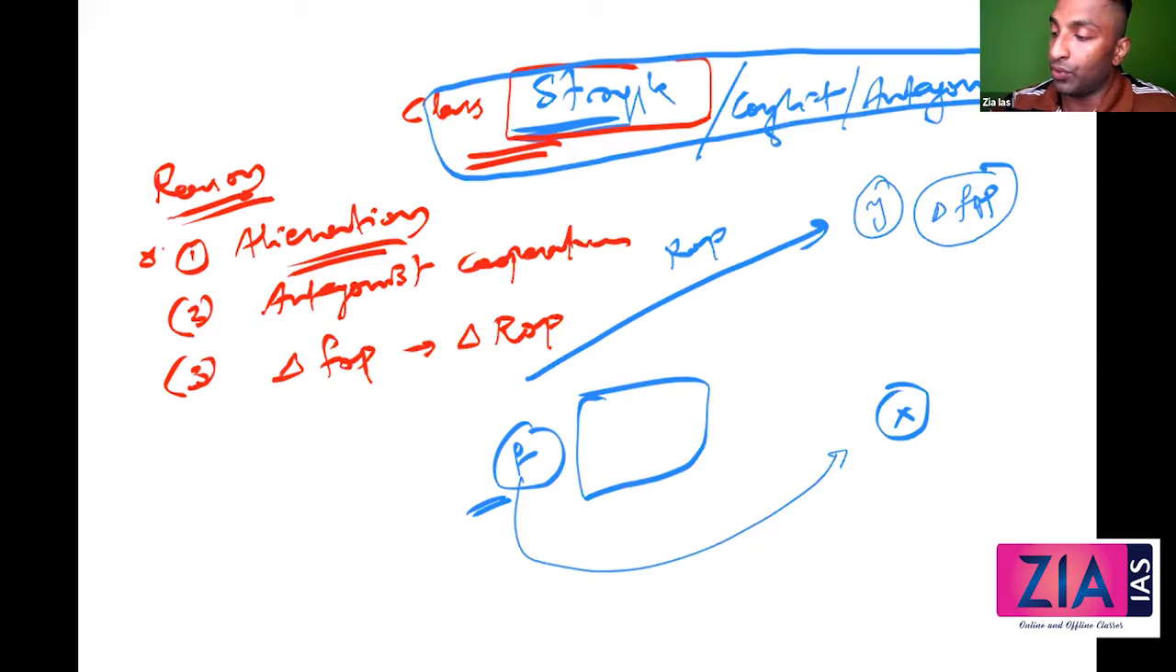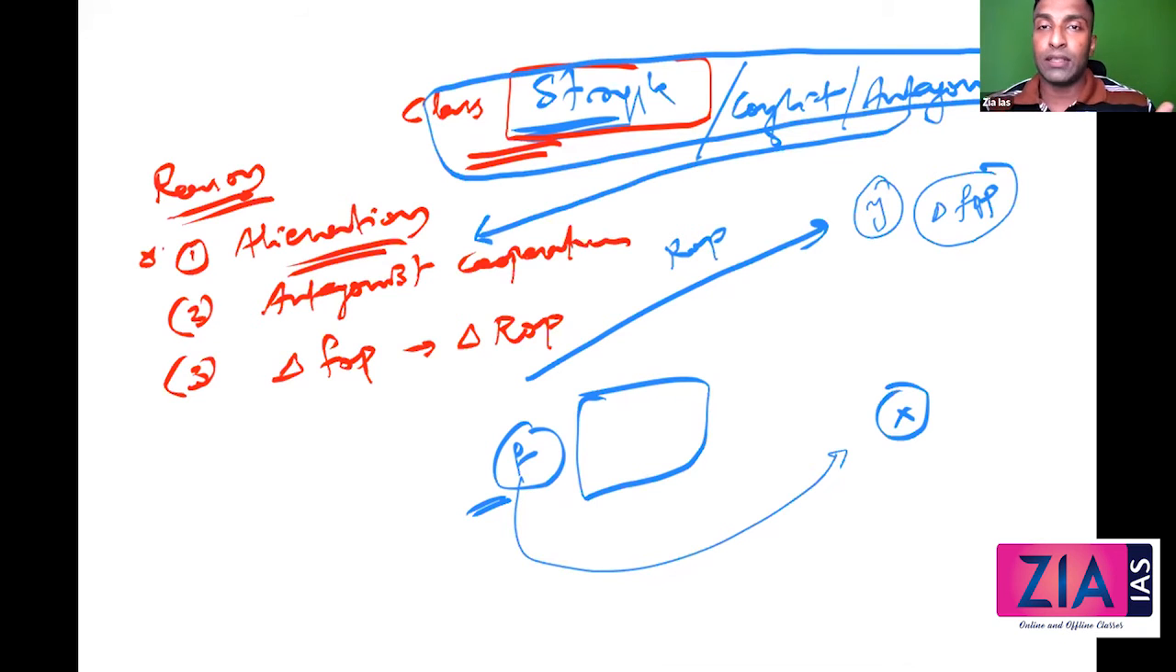Okay, so you can see here antagonistic cooperation, that's why antagonism. They can ask you any of these, all three are the same. Okay, so what are the reasons? Alienation, antagonistic cooperation, and then with the change in FOP, there will be change in ROP, and the existing relations and the new relation will come into a conflict. Are you okay with it so far? Any doubts here? So that's about the reasons.